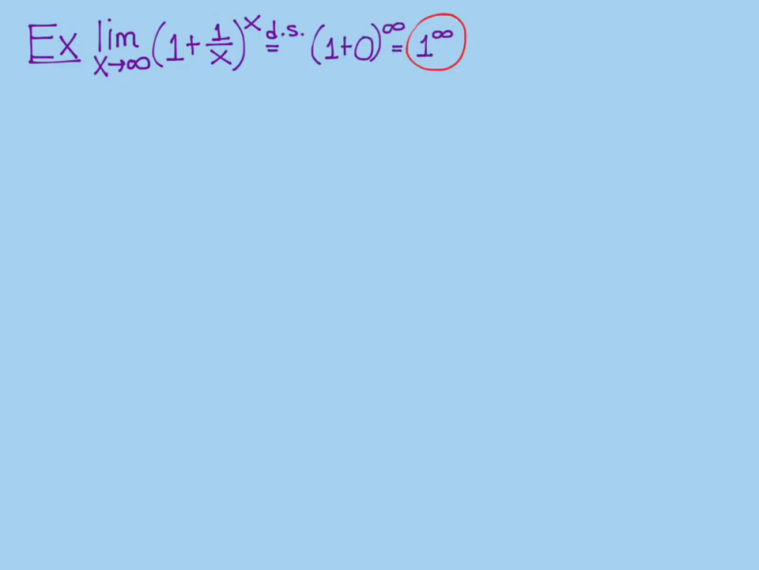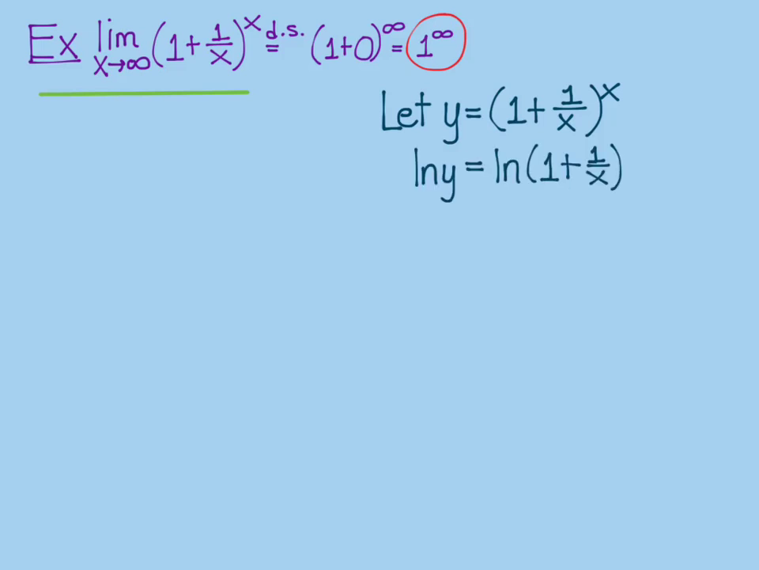Let's look at another example of this. Let's take the limit as x goes to infinity of 1 plus 1 over x to the x. Direct substitution gives me 1 to the infinity, which is one of the indeterminate forms. Once again, we're going to let y equal 1 plus 1 over x to the x. So the natural log of y is then the natural log of 1 plus 1 over x to the x, and we can bring the x out front.